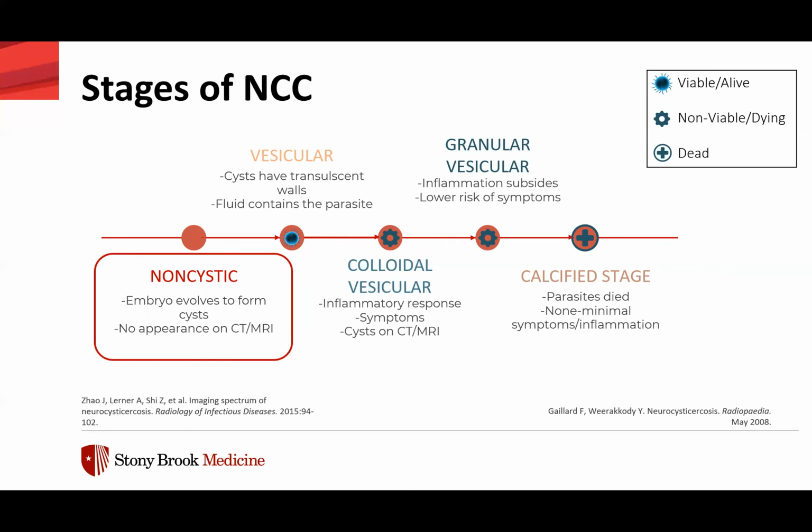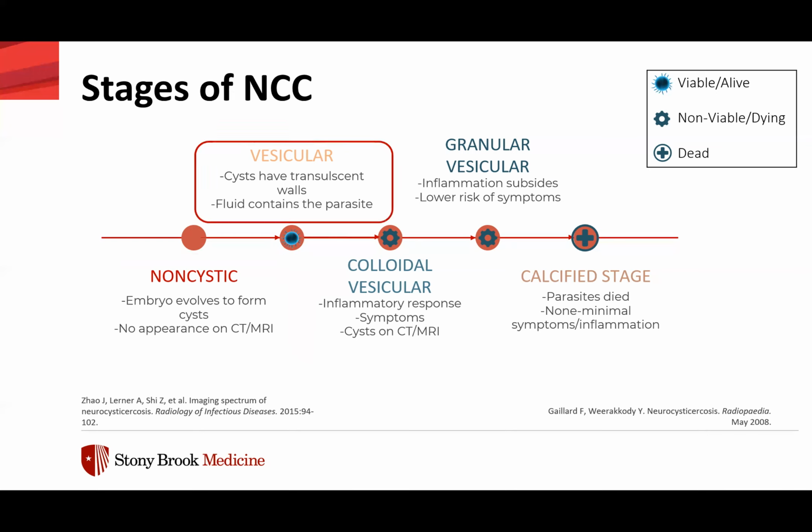The first stage of this is non-cystic. This is the earliest form of larval invasion, where really the embryo is evolving. At this early stage, there will be no changes on CT and MRI imaging for our providers. After the larva lodges within the brain parenchyma, it can become viable or alive, developing into the cysticerci, and this can happen over a few months. So it's estimated around 60 to 70 days, which brings us to the vesicular stage.